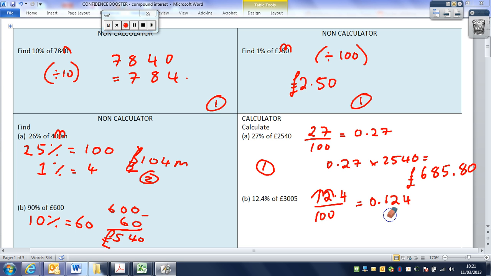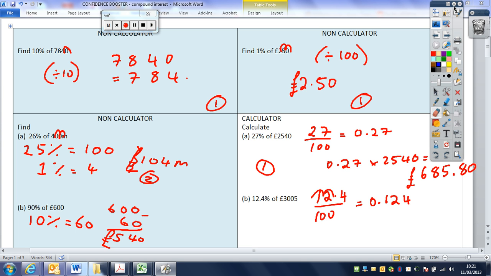Okay? Right then, times that by 3005. 3005. What's the answer to that then? You've got the calculator, Declan? 372.16 pounds. 3762. No, 2.62. Yes or no? Yeah. Yeah, good.